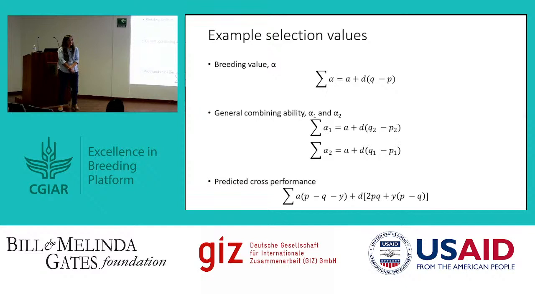If you can control for drift, if you have a really long cycle time, if you have enough accuracy, etc. But for the short term, for leveraging dominance, general combinability and reciprocal recurrent selection make a better job. I don't know if this subtle difference can be captured or not. But GCA, of course, makes sense because it's a way to exploit dominance in the short term.